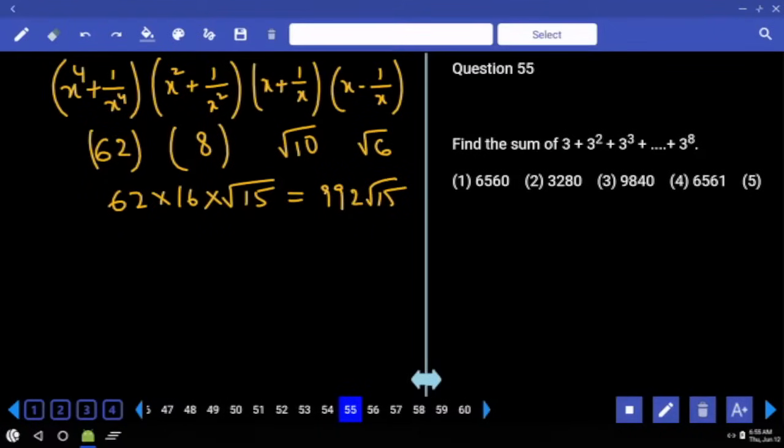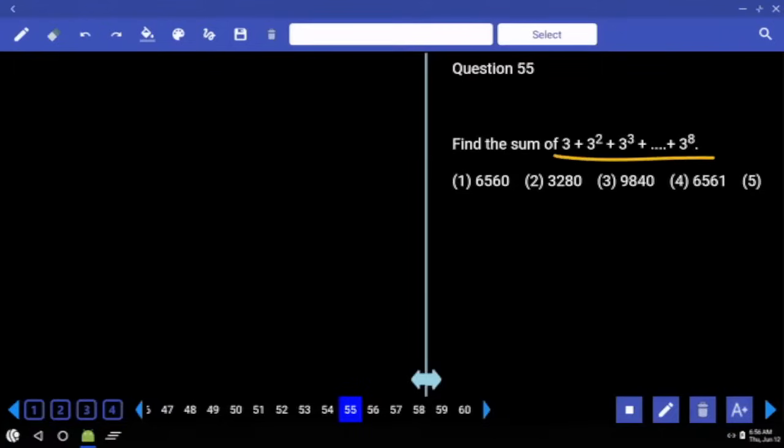Right. Sum of 3 powers. When you have 3 powers, every number is a 3 multiple. Sum also should be a multiple of 3. Basic common sense. Can it be first option? No. Can it be second option? No. Can it be third? Is it a 3 multiple or not? Yes. Can it be fourth? Is it a 3 multiple or not? Yes. That also can be your answer. Okay, now the answer is in either third option or fourth option.